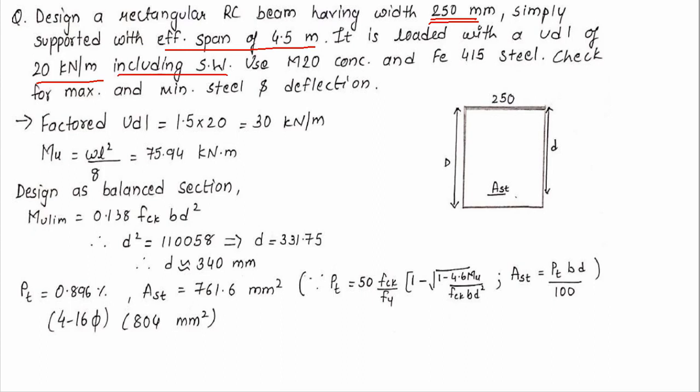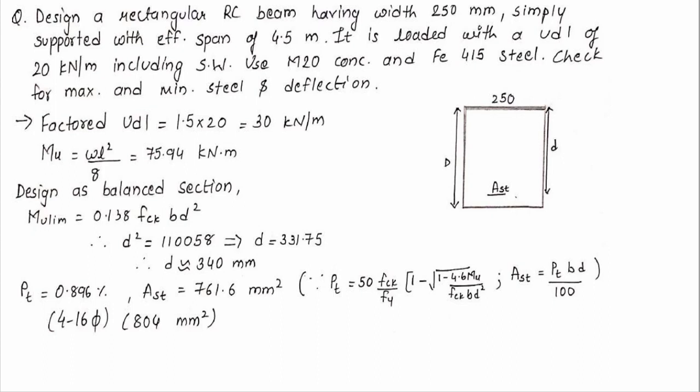That means we will not be using rho BD, that is dead load. We will not be finding the dead load. M20 concrete is to be taken and Fe415 steel is to be taken. We need to check for maximum and minimum steel and also for deflection. That means this is our final sum, our final numerical in this chapter. This numerical covers all the design sums that we have done up till now. So solving this, we will be revising everything that we have covered.